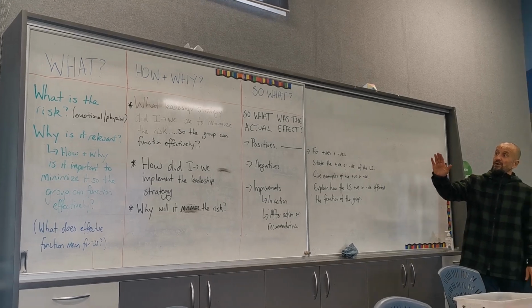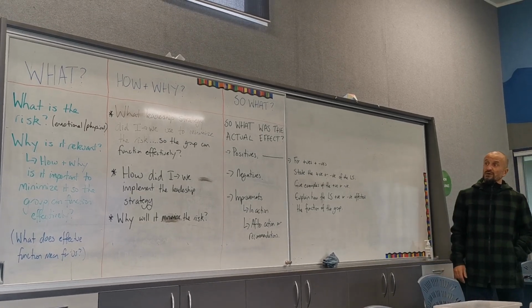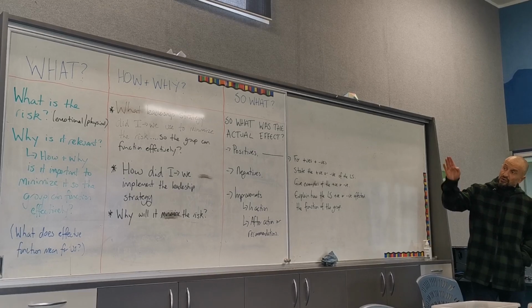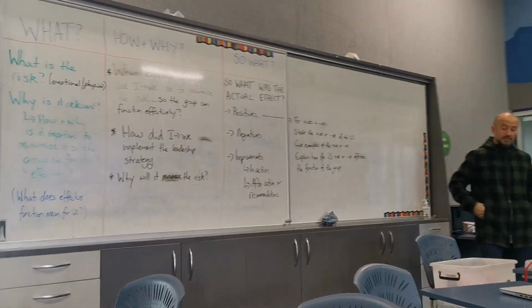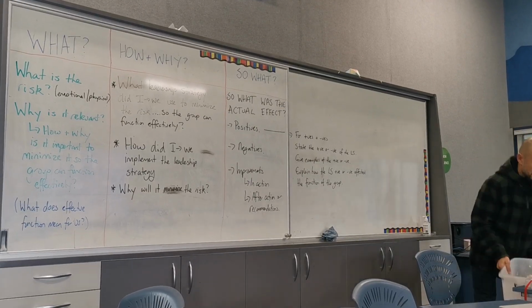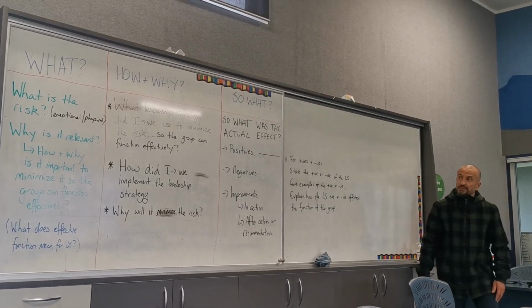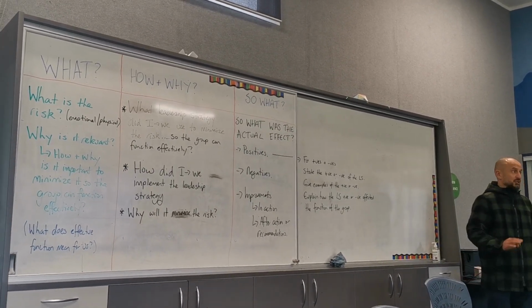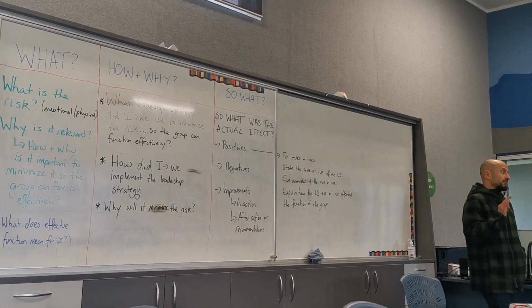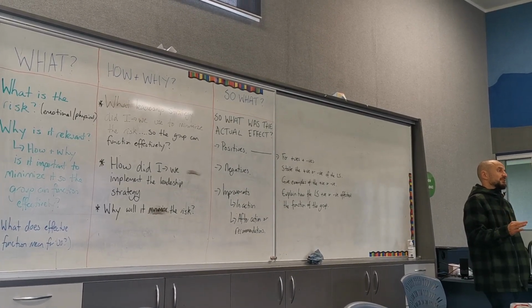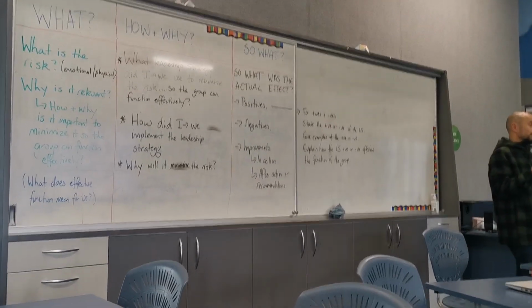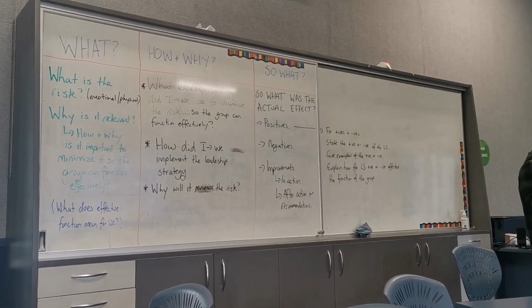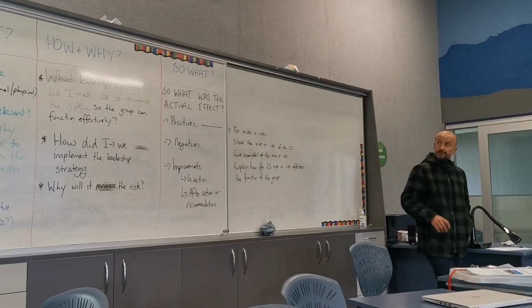This is the what, how, why, and so what section for each log. And in each column is essentially what you're asked to do. The first part is the what section. In that section, you need to make sure you defined the risk. What is it you're trying to minimize? And where you can, identify whether it's an emotional or physical risk, or cultural risk as well.